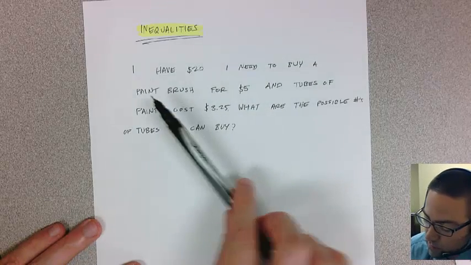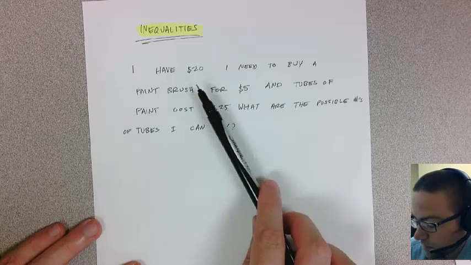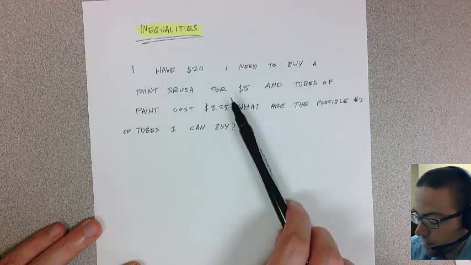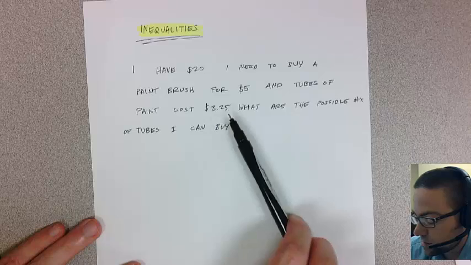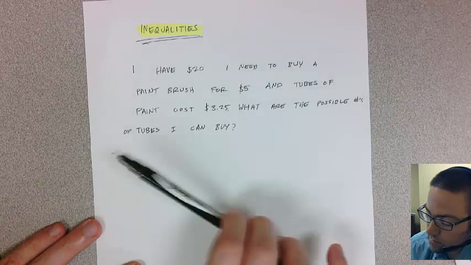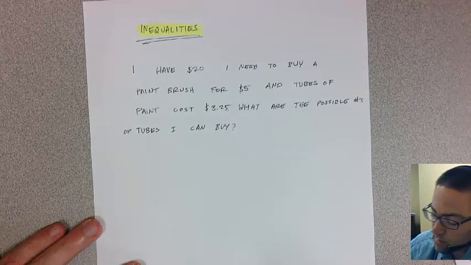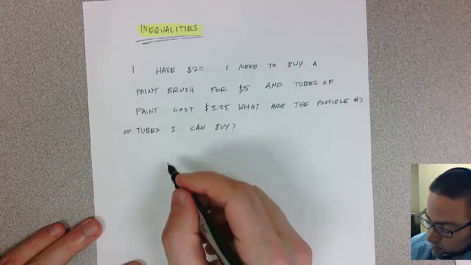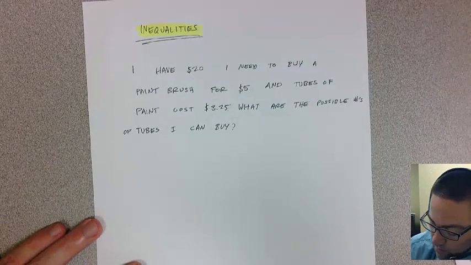So here's a word problem where we say, I have $20, I need to buy a paintbrush for $5, and tubes of paint cost $3.25. What are the possible numbers of tubes I can buy? So imagine yourself in this situation.